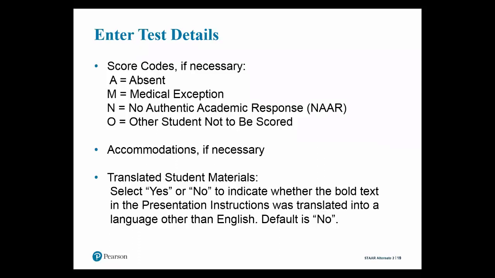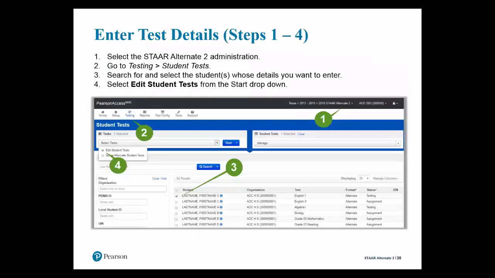Okay, now we'll talk about entering students' test details, including score codes and accommodations. And remember we also talked about, new for this year, the translated student material. So again, that's where you're going to enter yes or no to indicate whether the bold text in the presentation instructions was translated into a language other than English. The default is going to be no. So if there were no translations, then the default is no. And this is how you would enter those details from on top.